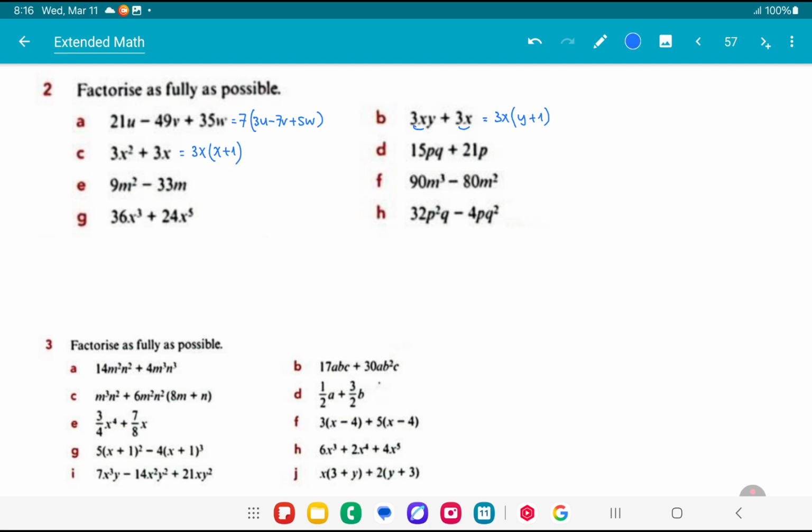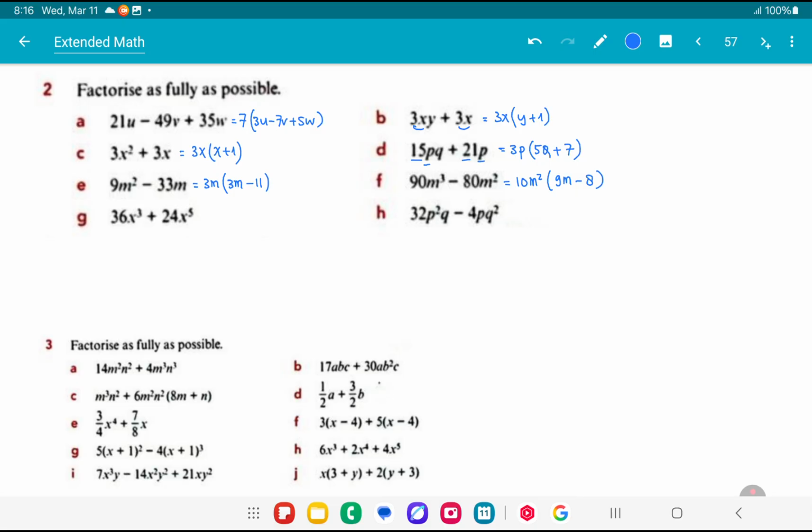For question D, 15pk plus 21p, both have p, and 15 and 21 can be divided by 3. So we get 3p, and here we get 5k plus 7. 9m squared minus 33m. We can divide both by 3m. We get 3m and minus 11. 90m cubed minus 80m squared. We can divide both by 10m squared. And the remaining factor is 9m minus 8.